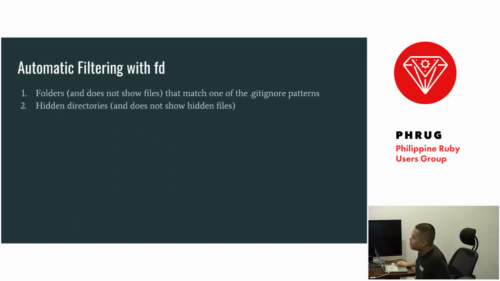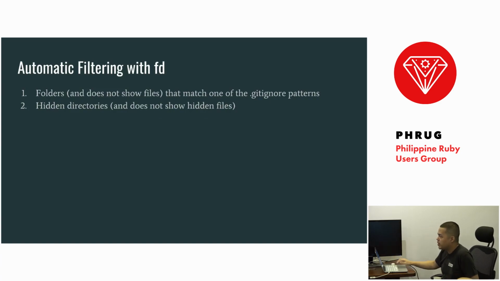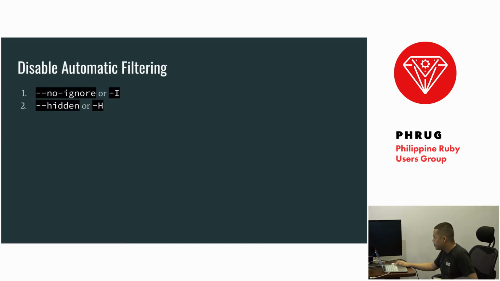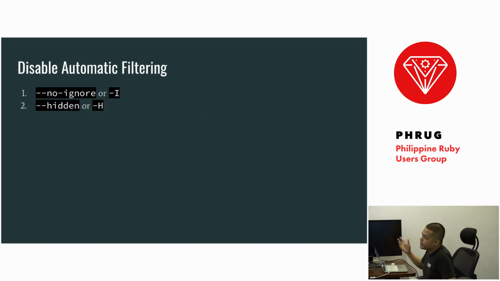So it also has automatic filtering as mentioned. So folders, and it also does not show the files that match the .gitignore patterns, and then hidden directories are also not shown and not searched. And you can disable automatic filtering with these options. So --no-ignore to ignore .gitignore, and to find hidden files, you use --hidden.